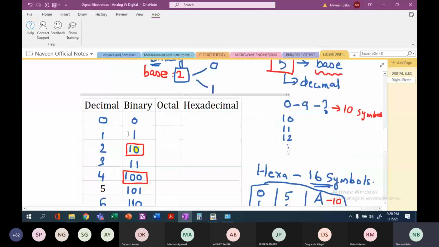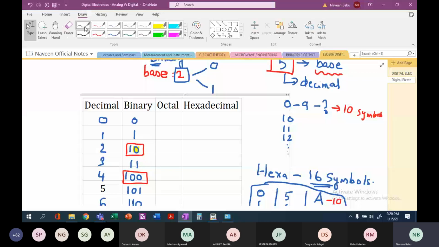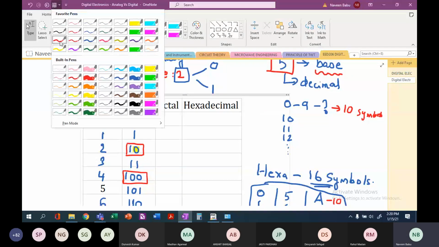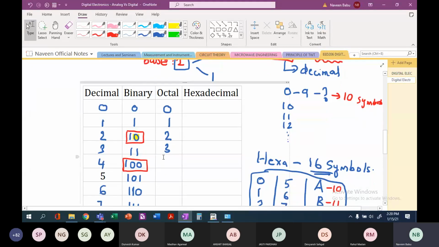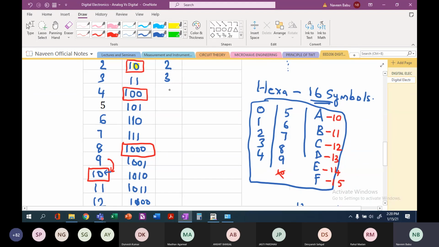So likewise, let us look at the octal number system. In case of the octal number system, what are the symbols that we have? Our symbols are 0 to 7. So it is 0, 1, 2, 3, 4, 5, 6 and 7, right? After 7, we are exhausted with our symbols here.